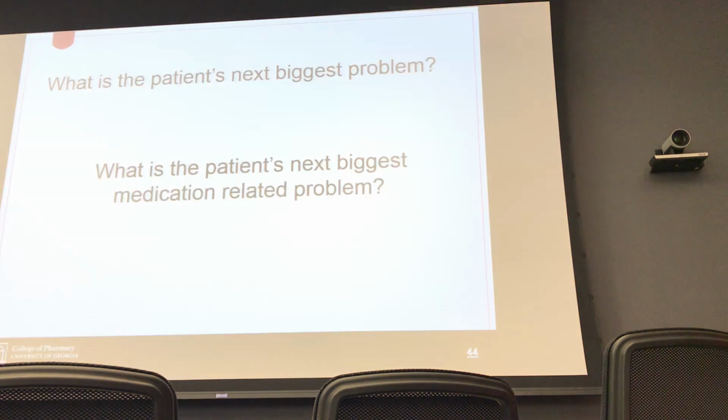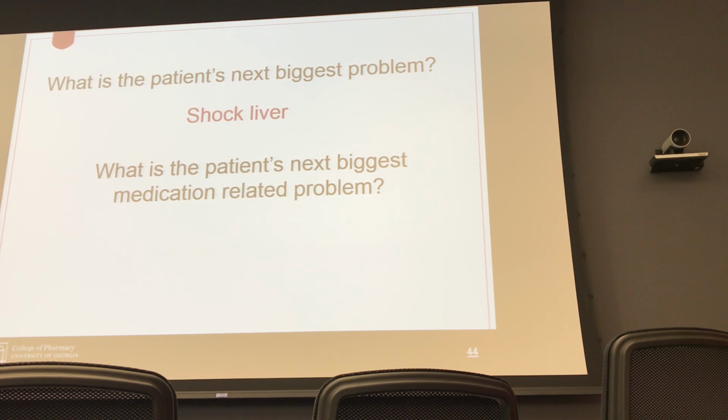Alrighty, so I just gave you guys the answer here. So the next biggest problem. We've already kind of talked about this. We kind of identified shock liver, right? So we saw elevated LFTs. Was their INR up or down? What did you see for their INR?